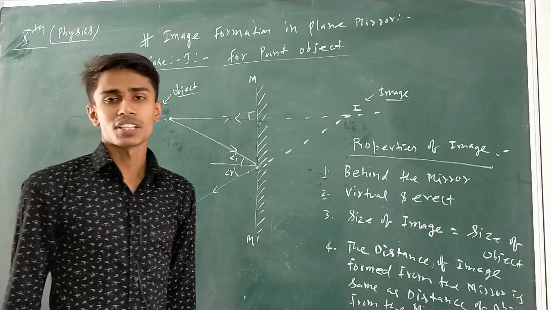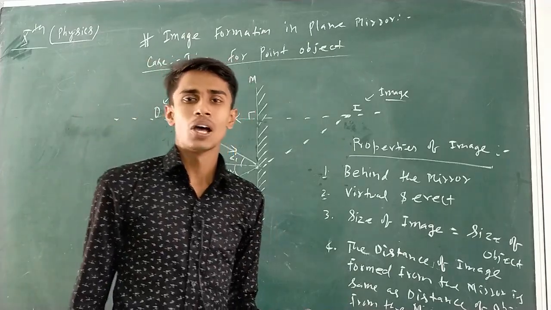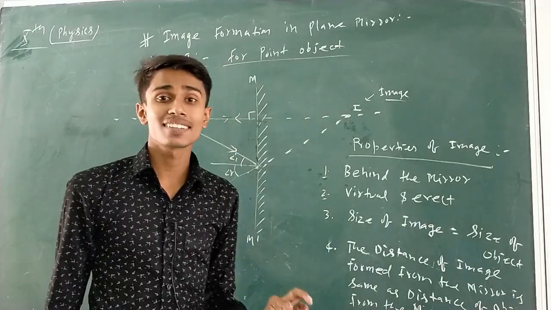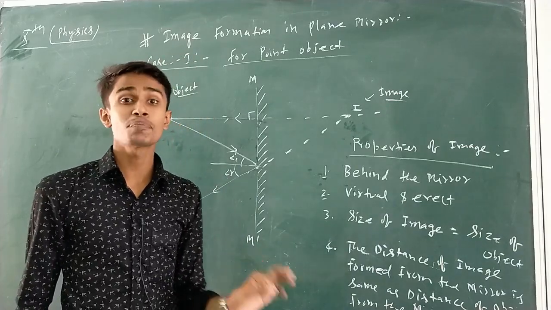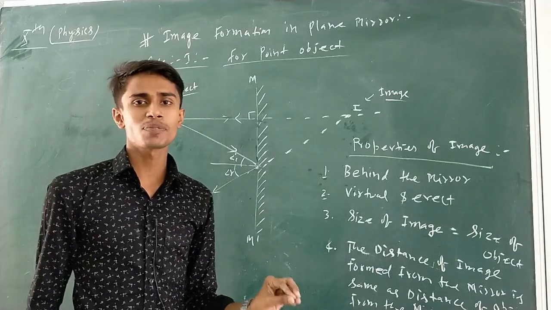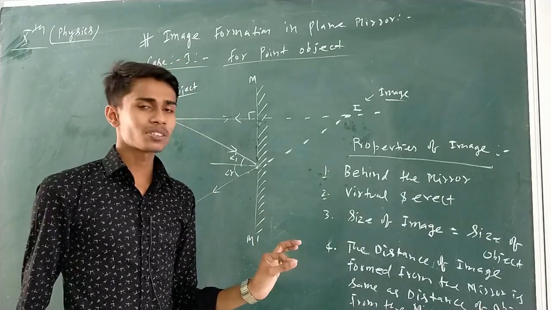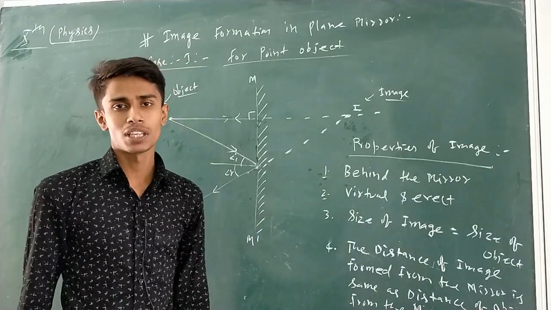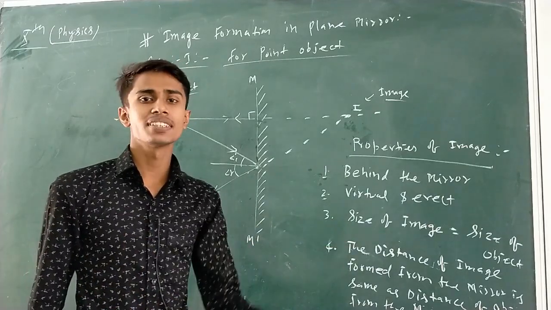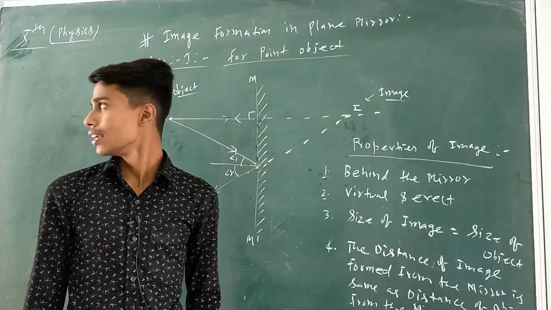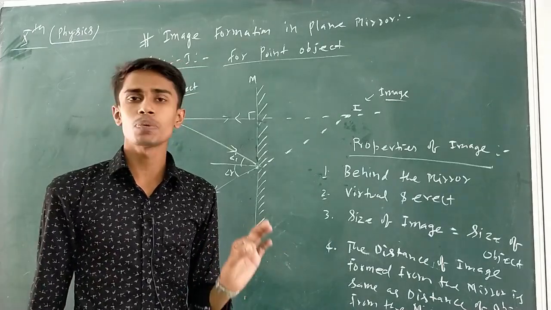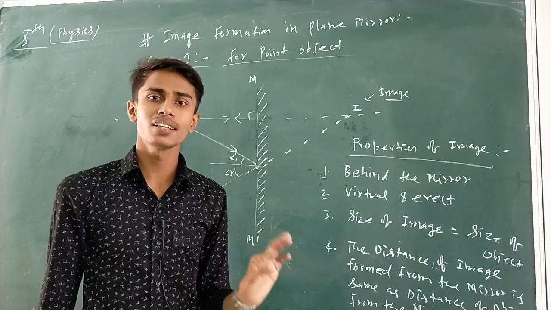And last property. Have you heard the name of lateral inversion? Always the image formed in plane mirror undergoes lateral inversion. What is lateral inversion? Left-right inversion. Whenever an object is placed in front of plane mirror, the left side of the object appears in the right side of the image and the right side of the object appears in the left side of image. This phenomenon is called lateral inversion. Whenever an object is placed in front of plane mirror, it will undergo lateral inversion.